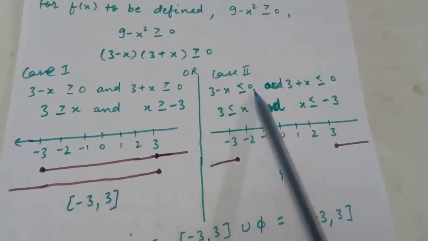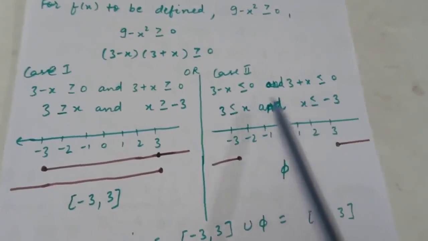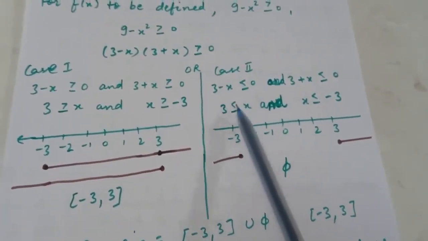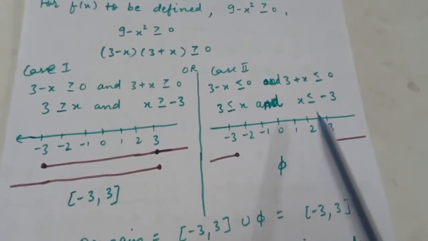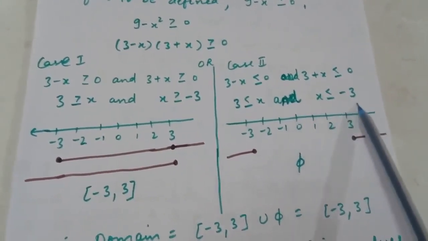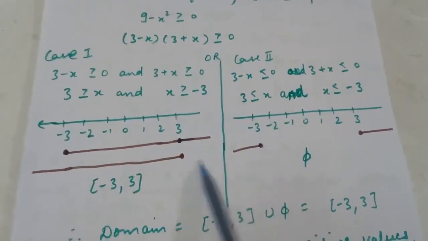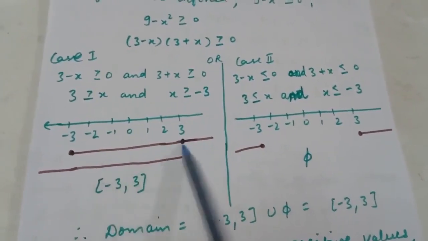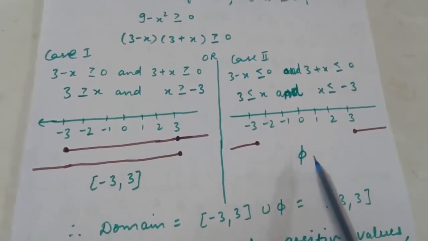Now case second, 3 minus x and 3 plus x both less than or equal to 0. So take x that side, x is greater than or equal to 3. So x is either equal to 3 or greater than 3. And the next is x is less than or equal to minus 3. That is either equal to minus 3 or less than minus 3. So as we can see, there is no double line like this, right? Here is no double line, so their intersection is empty.